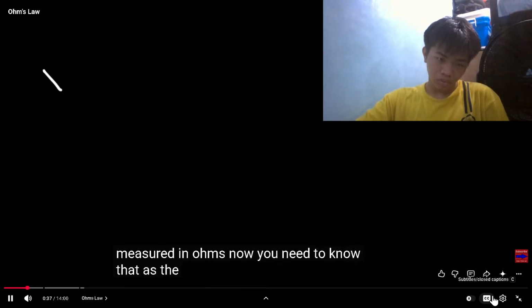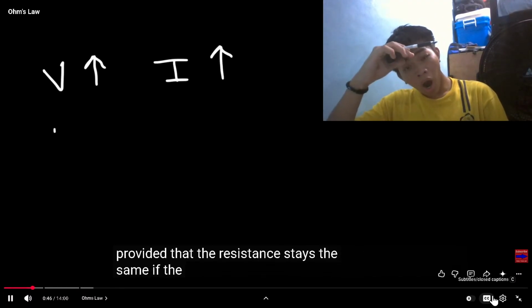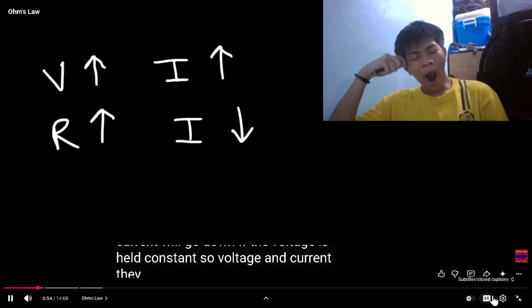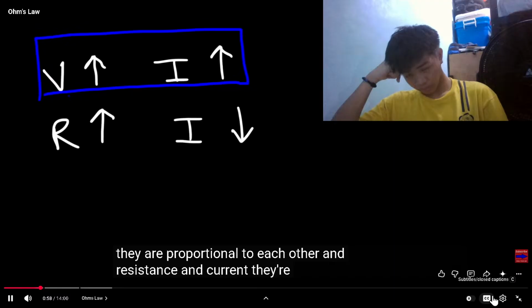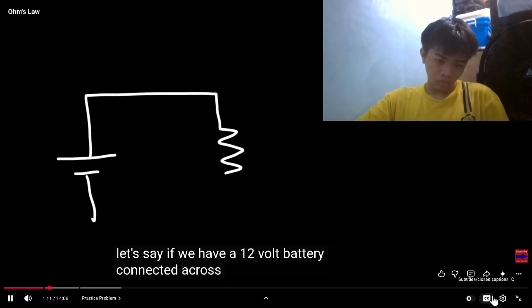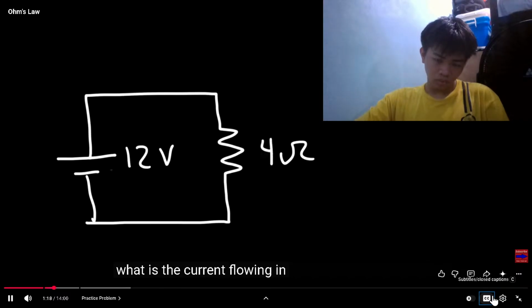Now, you need to know that as the voltage in a circuit increases, the current will increase, provided that the resistance stays the same. If the resistance goes up, the current will go down if the voltage is held constant. So voltage and current are proportional to each other, and resistance and current are inversely related to each other. Now let's work on a practice problem. Let's say we have a 12-volt battery connected across a 4-ohm resistor. What is the current flowing in it?